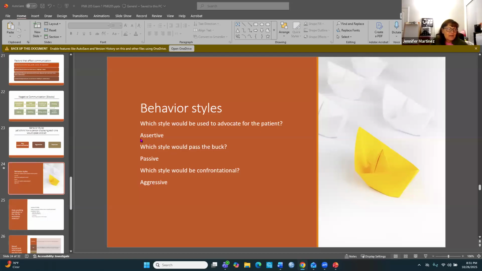So the style that would be used to advocate for your patient would be the assertive style. The passive would pass the buck. And the confrontational would be your aggressive.